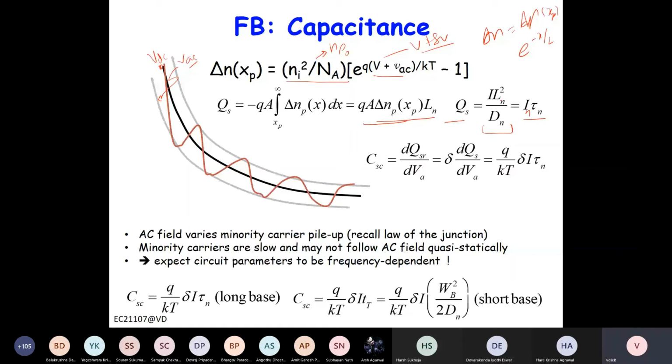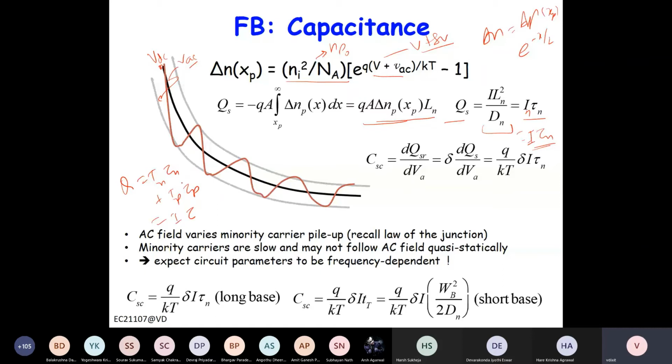But you can write simply I tau N when it is a one-sided junction, where N side is highly doped. Then you can say that I is mostly In, so you can write I times tau N. Or a general expression would be Q equals In tau N plus Ip tau P. And this can be written as I total times tau effective. So I becomes In plus Ip, and tau becomes In tau N plus Ip tau P divided by In plus Ip. That way you can write.